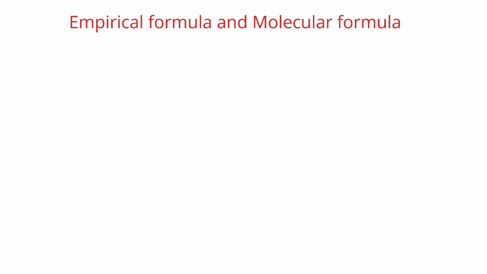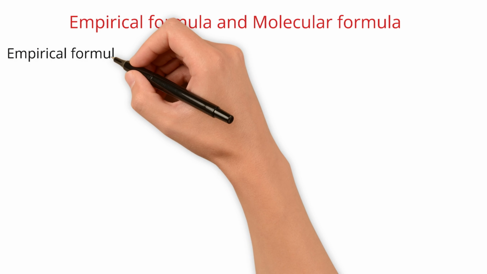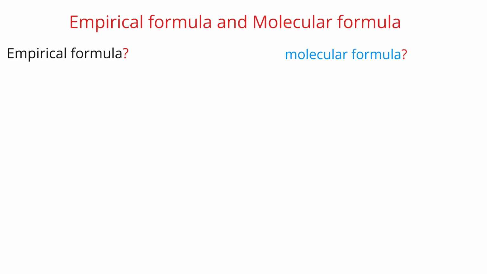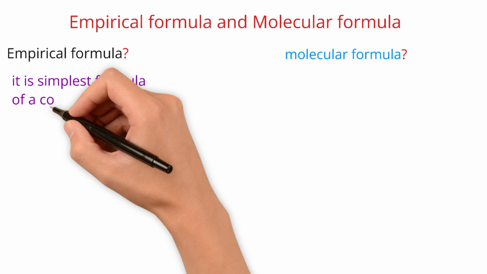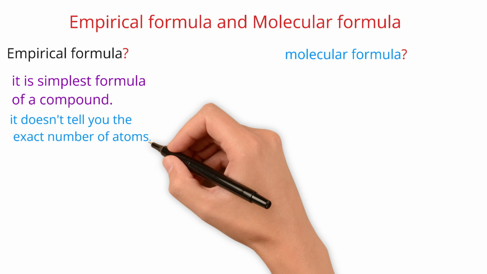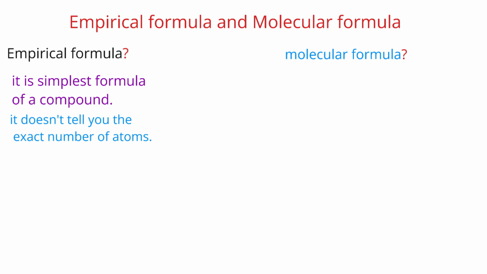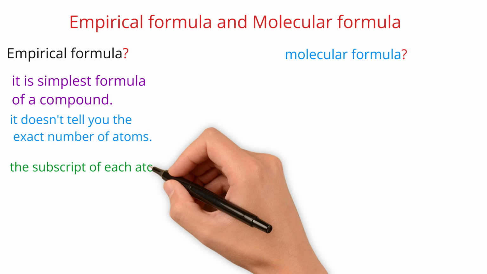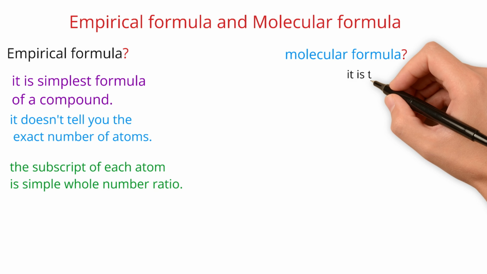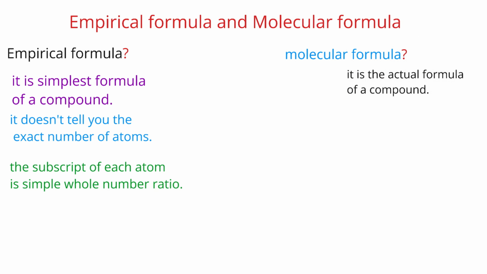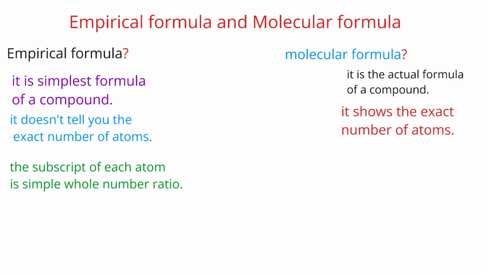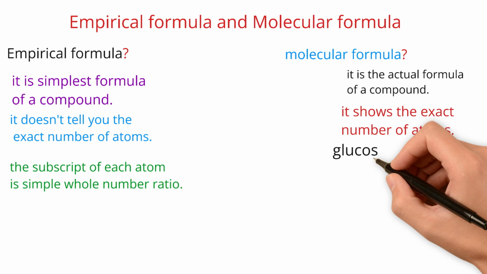Empirical formula and molecular formula. What's empirical formula? What's molecular formula? I'll give you the answer of these two questions. Empirical formula is the simplest form of a compound. It does not tell us the exact number of atoms present in a compound. The subscript of each atom in empirical formula is in simple whole number ratio. Now molecular formula, the actual formula of a compound, shows the exact number of atoms present in a given compound.